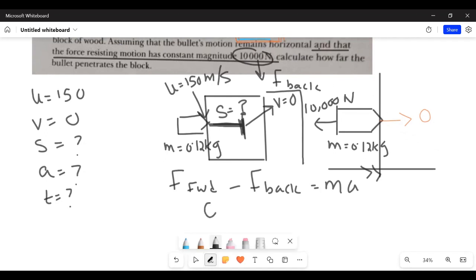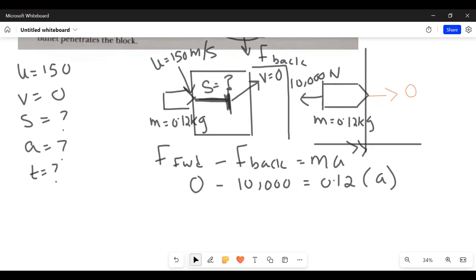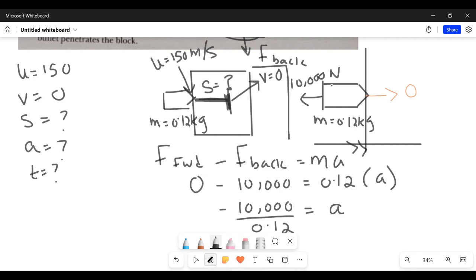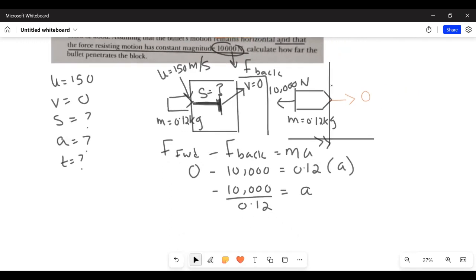Forward force is 0, backward force is 10,000 equals mass 0.12 kgs and acceleration is what you have to find. So that's actually deceleration because we're getting a negative answer. Also, it makes sense since the speed is decreasing. So the bullet is decelerating, not accelerating. Okay, what does this give us? What is negative 10,000 divided by 0.12?